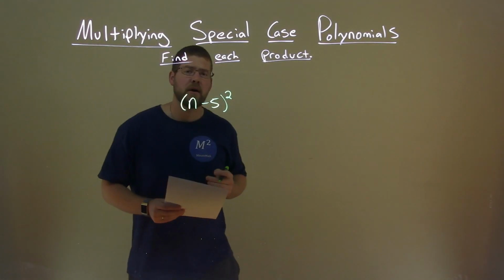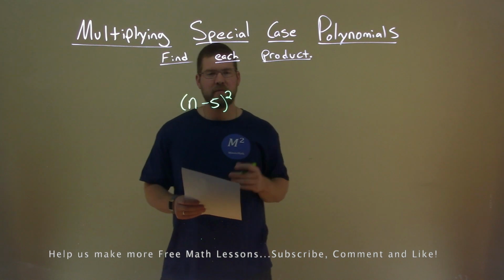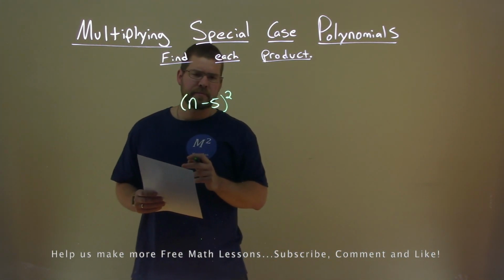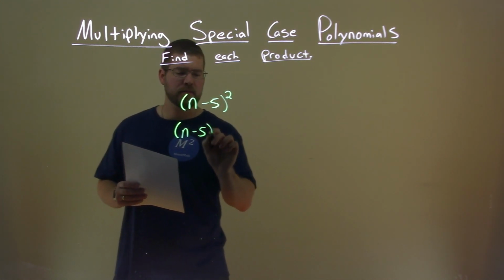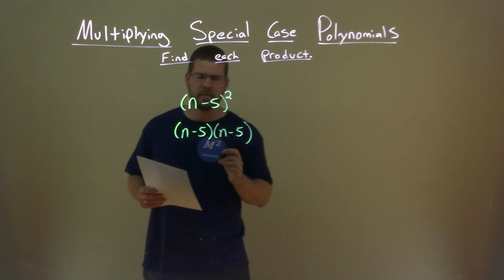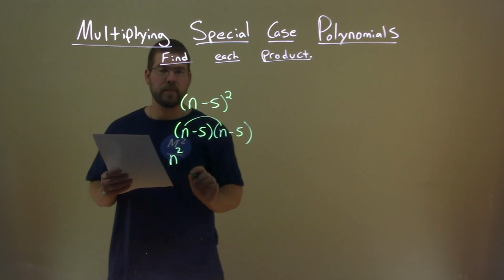We're given this problem here, n minus 5 all squared, and we need to find the product. Well, n minus 5, that's squared. That tells us it's the same thing as n minus 5 times n minus 5, hence the product. Now let's multiply it. N times n is n squared.